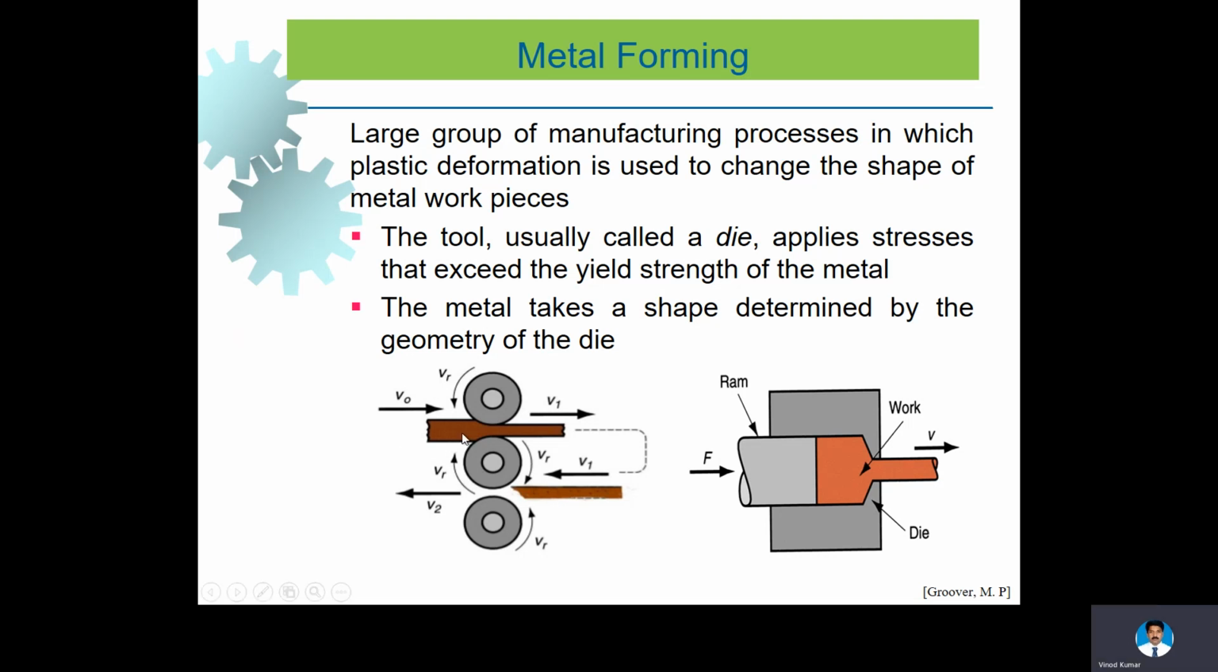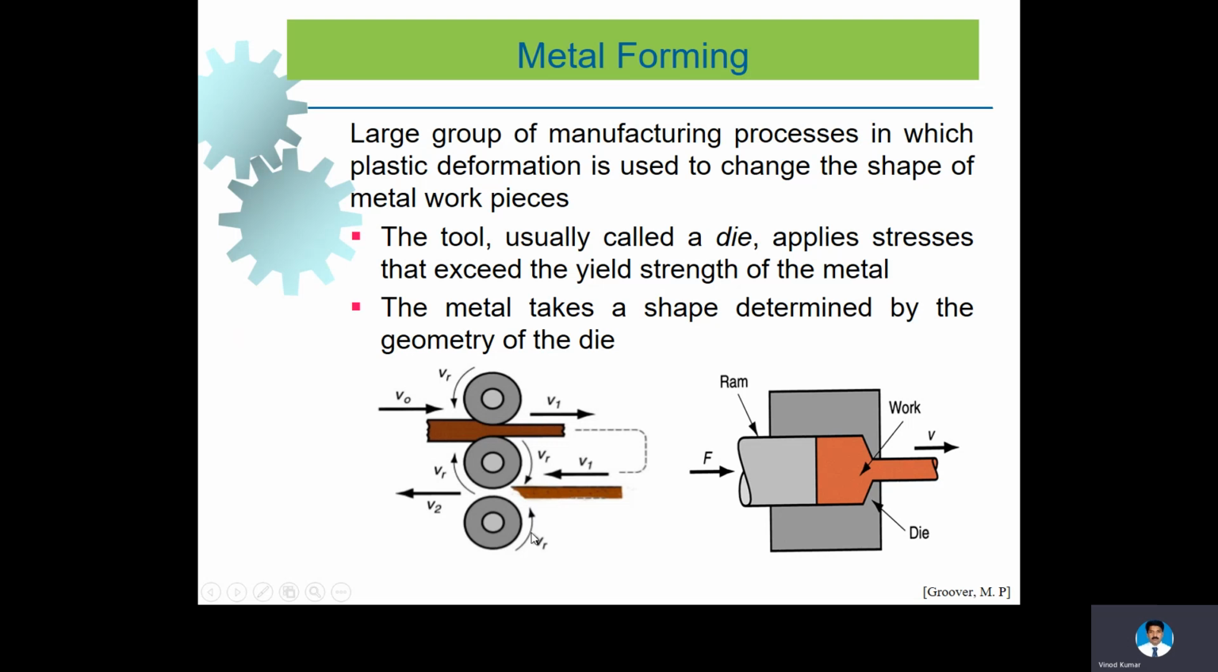Here, as you could see, we have rolling mills, and the material is passed through the rolling mill. As the rollers rotate, the material gets compressed, and the stresses cross the yield strength of the material. So the material will undergo plastic deformation, and because of that there will be a change in the shape of the material. This process we call the metal forming process. Metal forming can be done in several ways, such as rolling, forging, extrusion, wire drawing. All these are called metal forming processes.